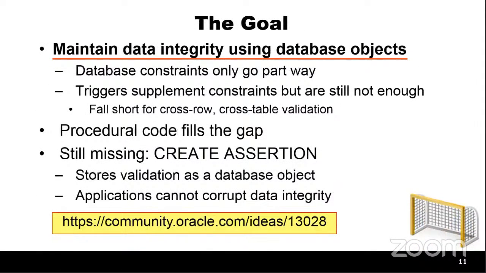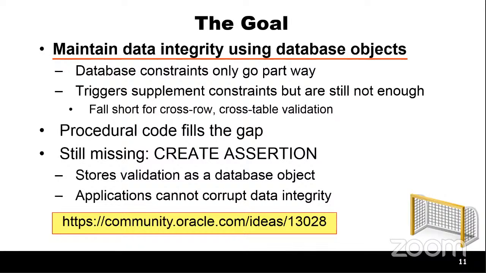But the goal is to maintain data integrity. That's the ultimate goal, using database objects. Database constraints like check constraints, not null, and referential integrity constraints only go part way. You can have triggers that supplement that constraint, but they fall short if you're doing cross-row and cross-table validation, unless you write a lot of code. So they're available, but they're not a complete solution. So you have to write procedural code to fill the gap, and this is all PL SQL.